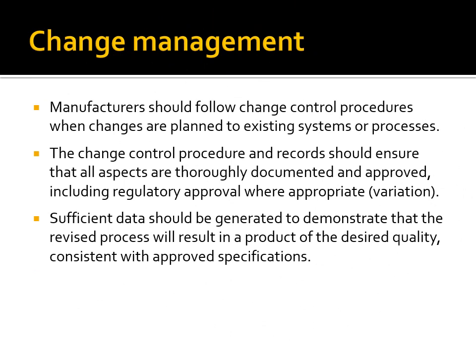Manufacturers should follow change control procedures when changes are planned to existing systems or processes. The change control procedure and records should ensure that all aspects are thoroughly documented and approved, including regulatory approval where appropriate, variation. Sufficient data should be generated to demonstrate that the revised process will result in a product of the desired quality, consistent with approved specifications.